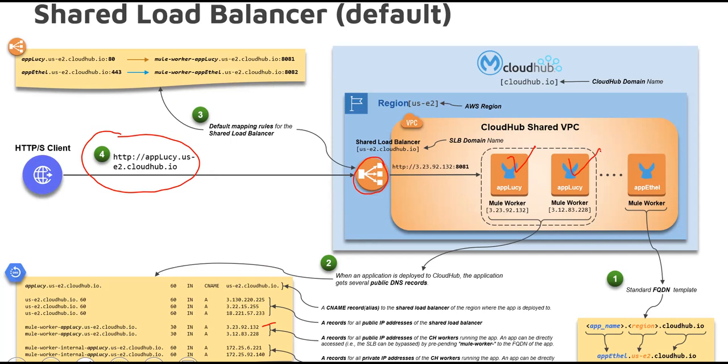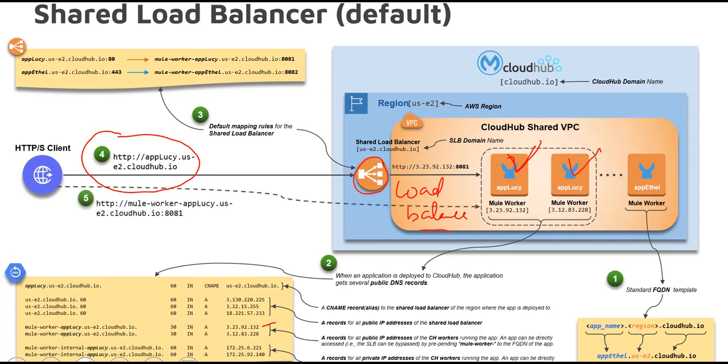So we are going via the SLB. That's the reason load balancing is happening. Load balancing is guaranteed here. But can I trigger my Mule worker directly? Yes. Let's go to point number five. We can go to this address, and this time we'll be bypassing the shared load balancer.